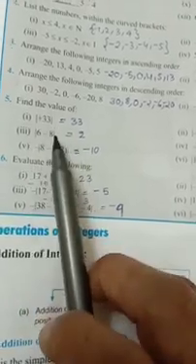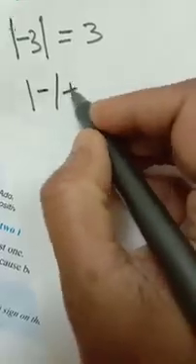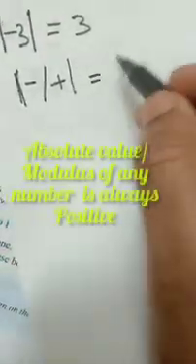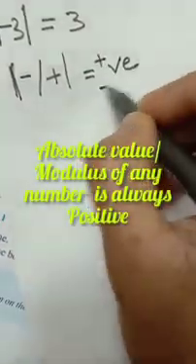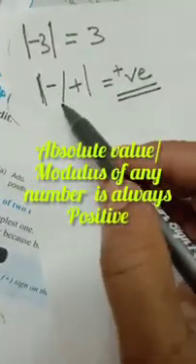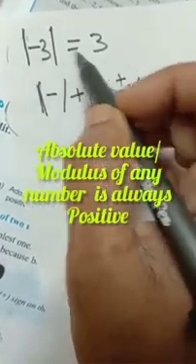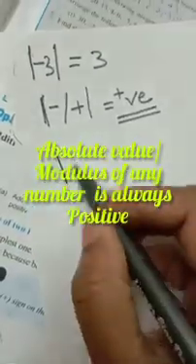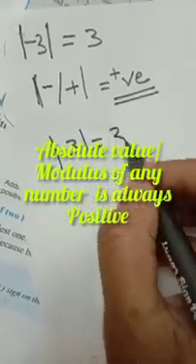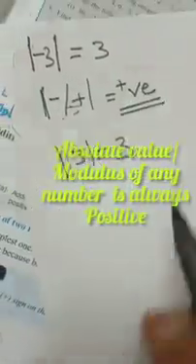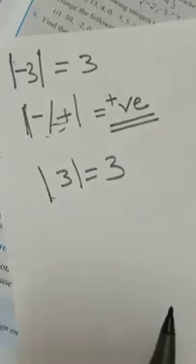Next, find the value of the absolute value of plus 33. This symbol, any number inside the absolute symbol, that number will come out with a positive sign. That is the property of an absolute symbol. We will read this one: absolute value of minus 3, that is positive 3. Absolute value of positive 3 also positive 3. Whatever may be the number, negative or positive, the number will come out with a positive sign, that is the absolute symbol, okay?